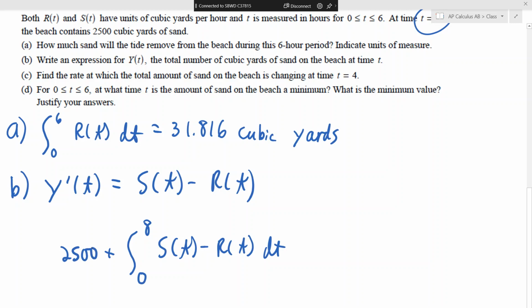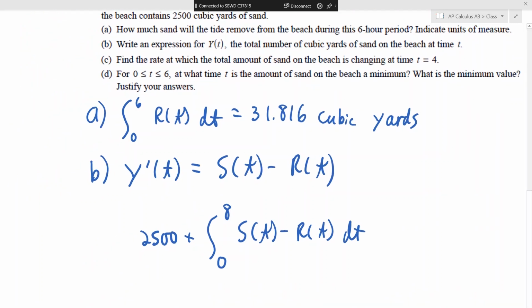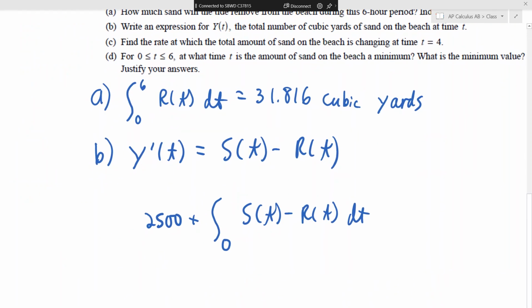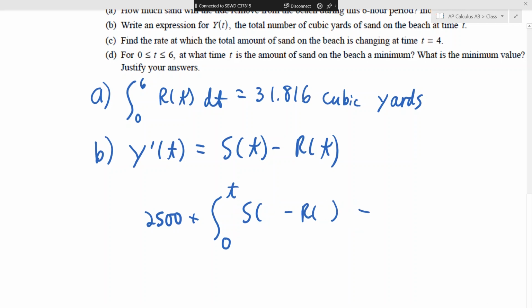The problem with this is that's the amount at 8. We just want the amount at any time t. So what should I integrate to? 0 to t. But if I integrate to t, that means we can't use these dumb things. Yep, we got to use x. And that is y of t.